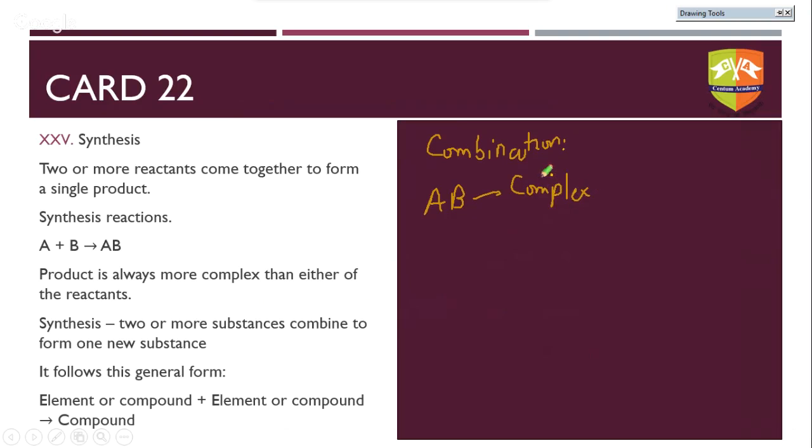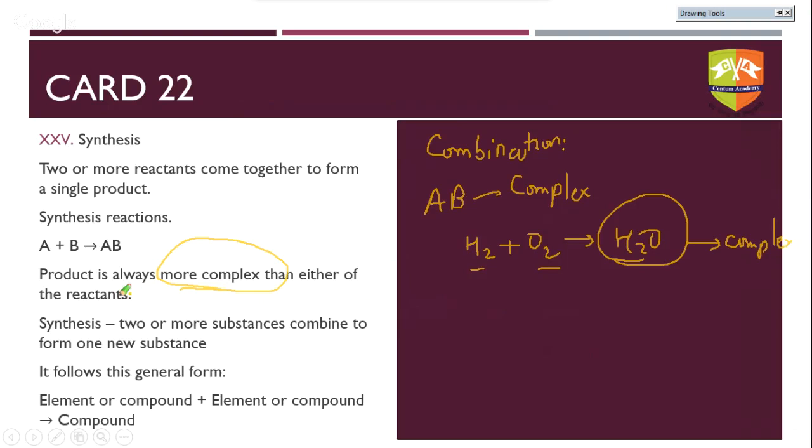When we say complex, it basically means that there are multiple elements together forming the compound rather than simplistic ones. So for example, our very common example is H2 plus O2 giving H2O. You'll realize that H2 and O2 are basically elements, and H2O is actually a complex molecule, right? So H2O is a complex product. So in synthesis reactions, products are always more complex than their reactants. This we call the combination reactions.